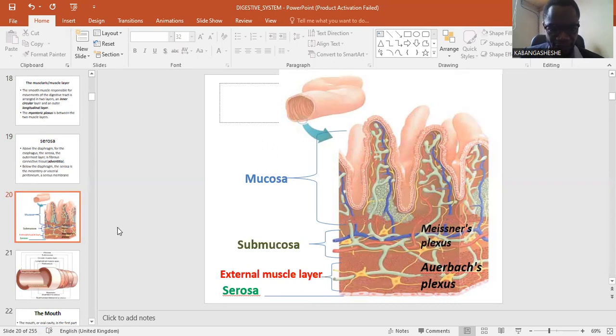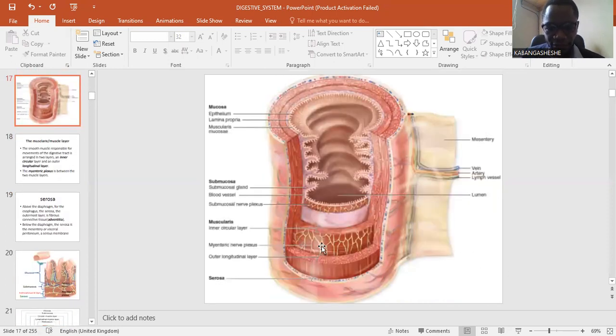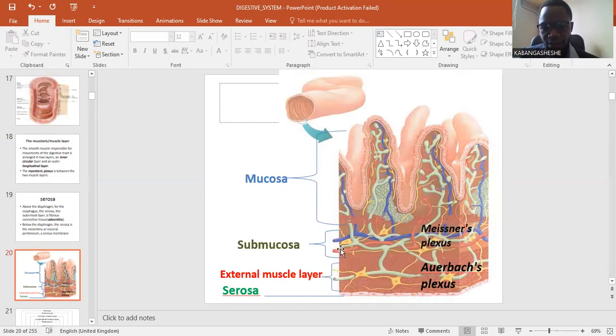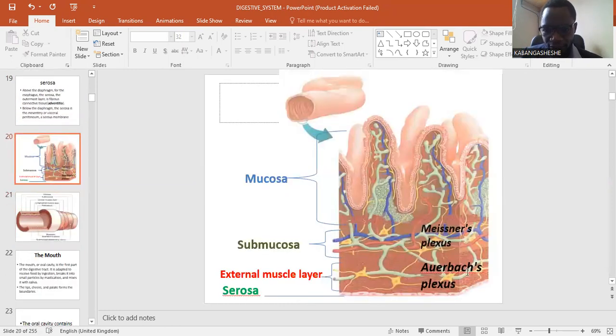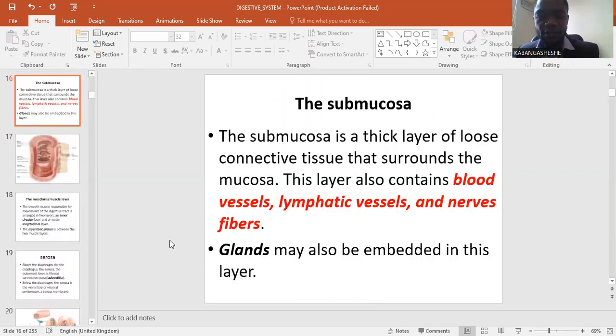Then there is the one found in the muscle layer. Remember the muscle layer, we're saying there are two. There is inner circular and outer longitudinal. In between those muscles, we find another set of nerves as shown here. We call that the myenteric nerve plexus, or Auerbach's nerve plexus. So the two sets of nerves, these networks of nerves, are collectively known as the enteric nervous system.